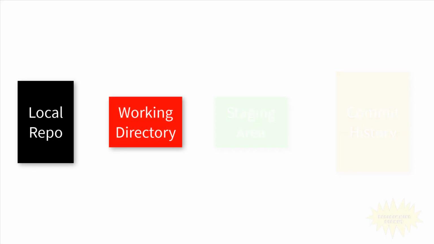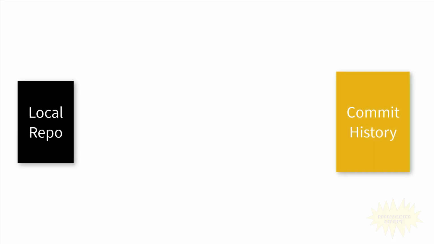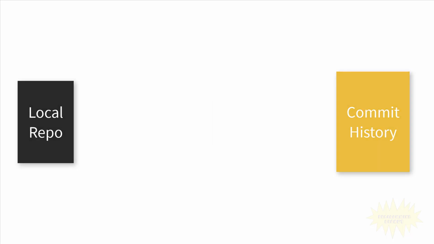We're going to compare local repo to our working directory, then we're going to compare our local repo to our staging area, and then finally we're going to compare local repo to a commit in our commit history.